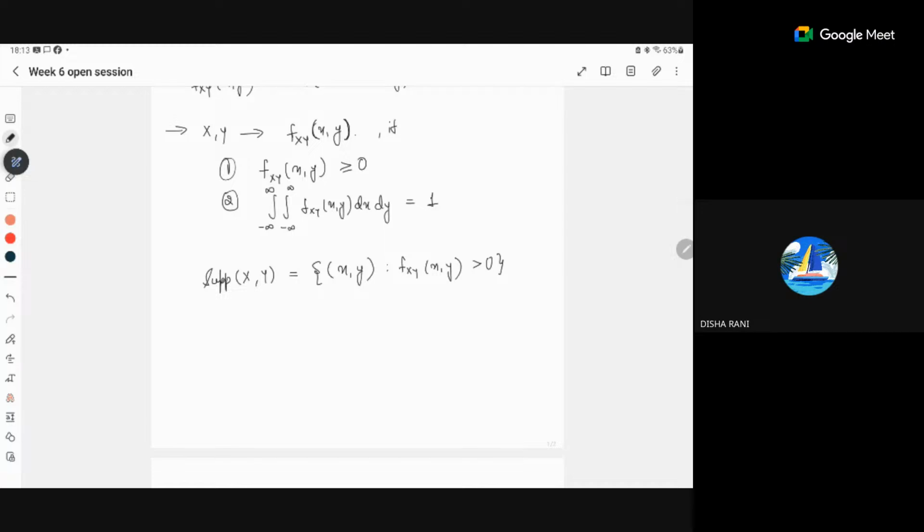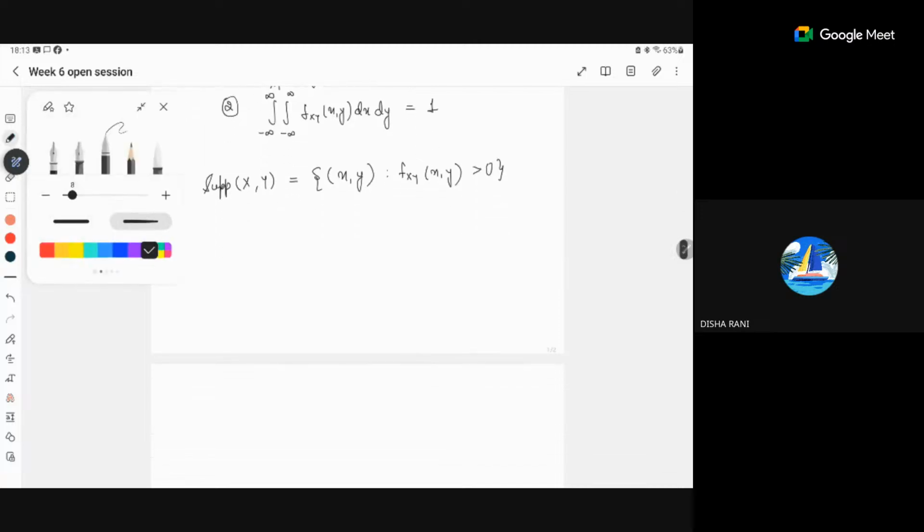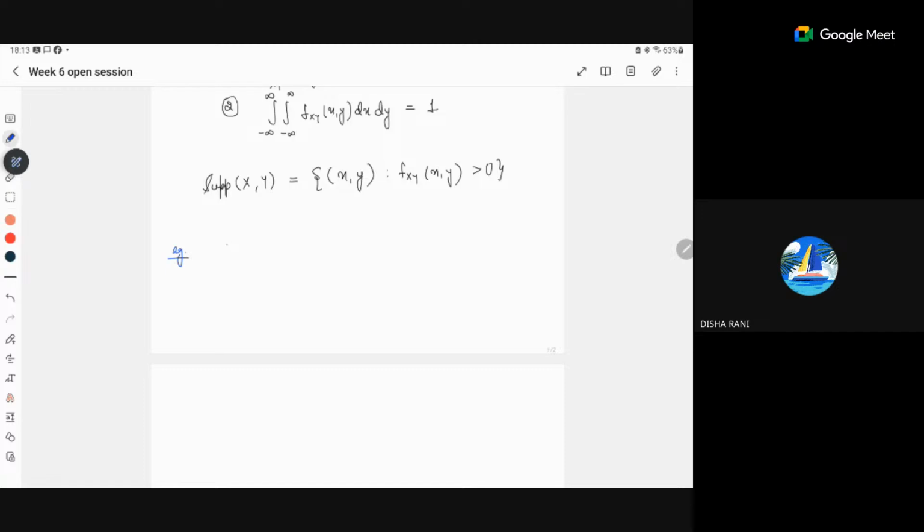So we look at a very simple example, just to understand this idea of the joint density. Let's say I have two random variables X and Y, and the joint density is given by f of x, y, which is equal to 1 if x, y lie between 0 and 1, and 0 otherwise.